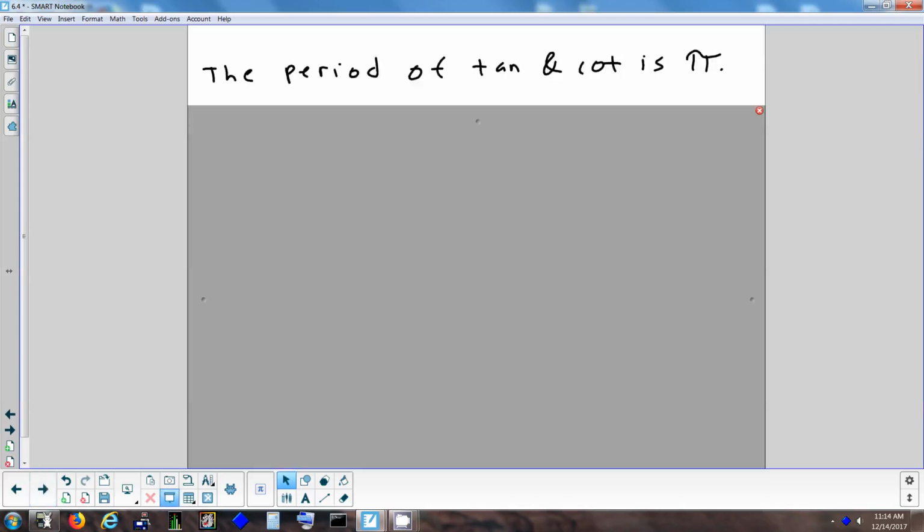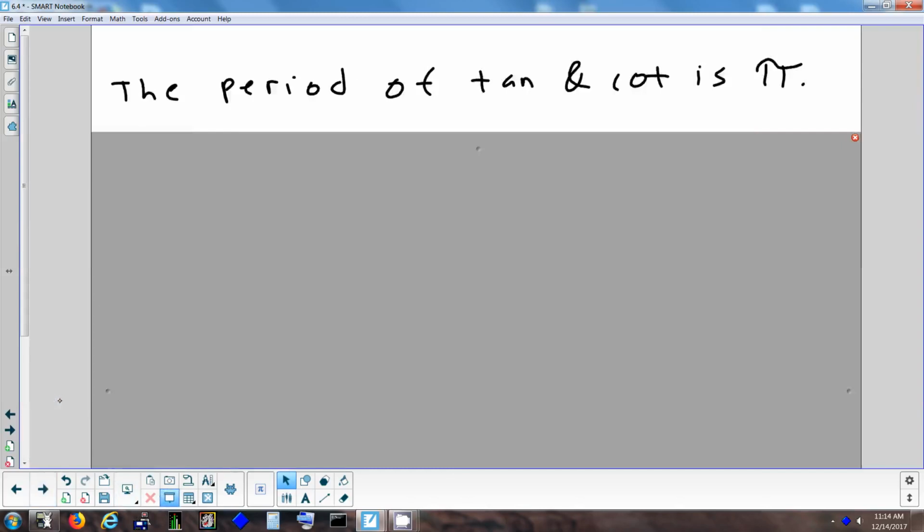Okay, so that's what I just said to you. The period of tangent and cotangent is pi, not 2 pi. Tangent and cotangent are kind of the weird ones, okay? Sine has a period of 2 pi, cosine has a period of 2 pi, secant has a period of 2 pi, cosecant has a period of 2 pi. Everything is 2 pi except tangent and cotangent. They do their full cycle in pi, not 2 pi.